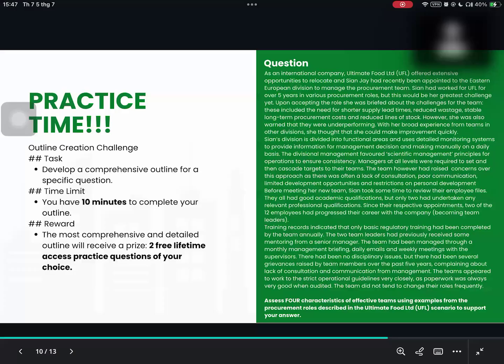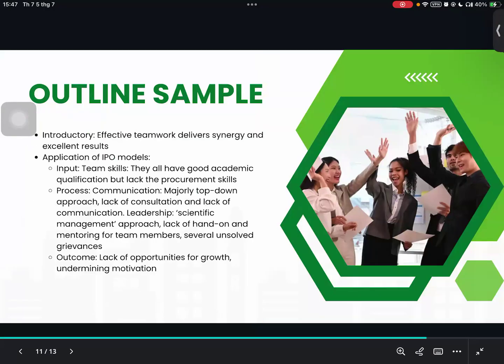Now, let me show you how I might approach this question. So this is my own outline, and I try to write it within a very short time frame. I may do it within 5 minutes. The thing is, I may not just plan for the body, but I also have an introduction, and then I may have the body with the application of the IPO model. You can look at the book for this model. This is the input, process, output model.